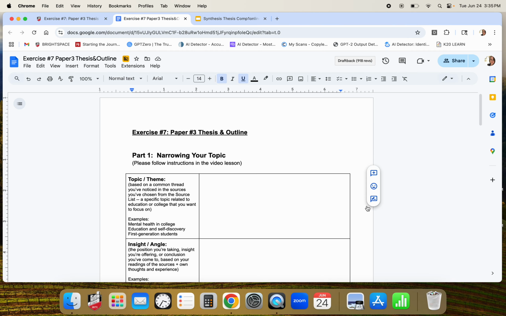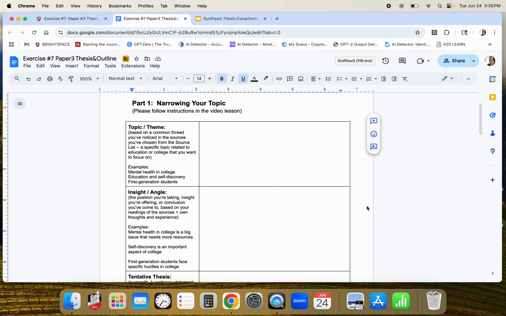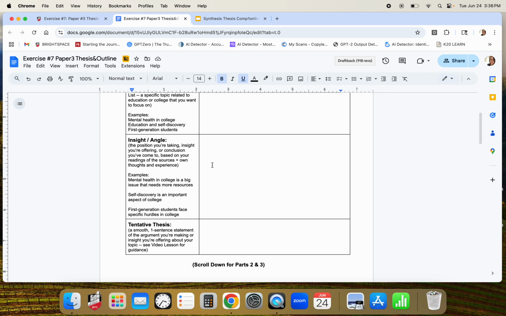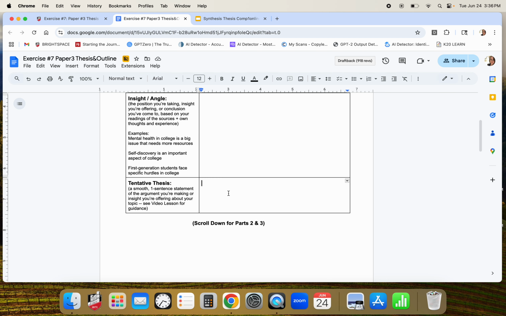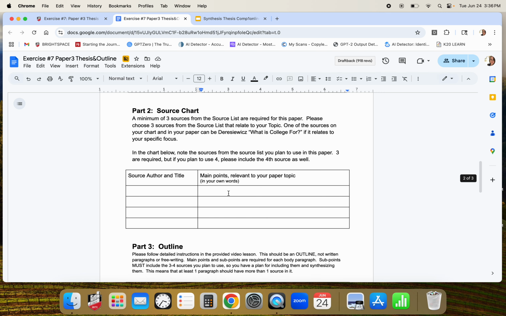So looking at exercise number 7, here is where you're going to start to think about your topic and theme. There are some examples over here on the left. Then you're going to narrow it to an insider angle. Again, examples on the left. And then write a tentative thesis. Please do remember to go back to the video lesson to look at the thesis templates that can help you construct that thesis and the thesis examples. Parts 2 and 3 down here.